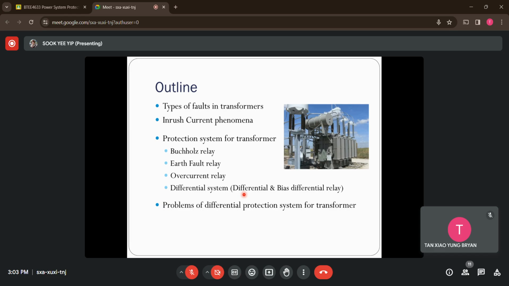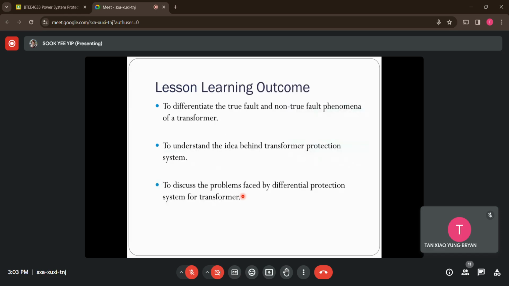Okay, so now let's move on. For the lesson learning outcomes of this chapter, we have 3. First, you are able to tell the difference between true fault and non-true fault phenomena for a transformer, so that whenever you are developing the protection scheme, it will not trip when it shouldn't, since that is a non-true fault situation for a transformer. It's a natural behavior for that transformer.